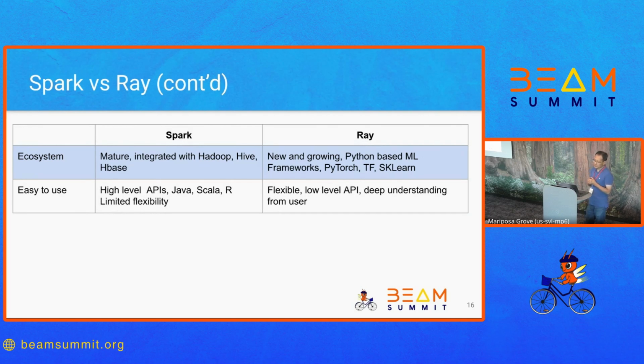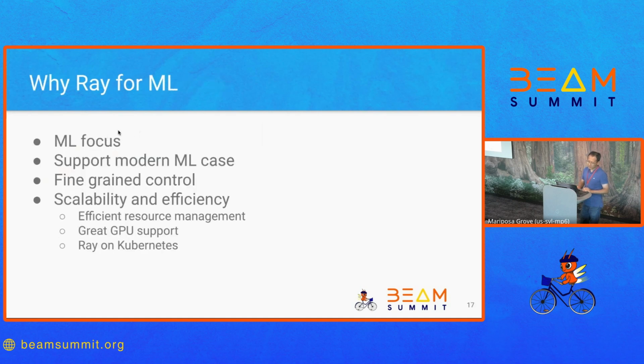For ease of use, Spark has high-level APIs in Java, Scala, and so on, but probably limited flexibility. Ray has lower-level APIs, which are more flexible, but users need a better understanding to use them correctly. In general, we think Ray is more machine learning focused and better supports modern ML, with more fine-grained control for users to tune. Most importantly, it has efficient resource management. We need the GPU support. If your workload is on Kubernetes, Ray on Kubernetes works pretty well.